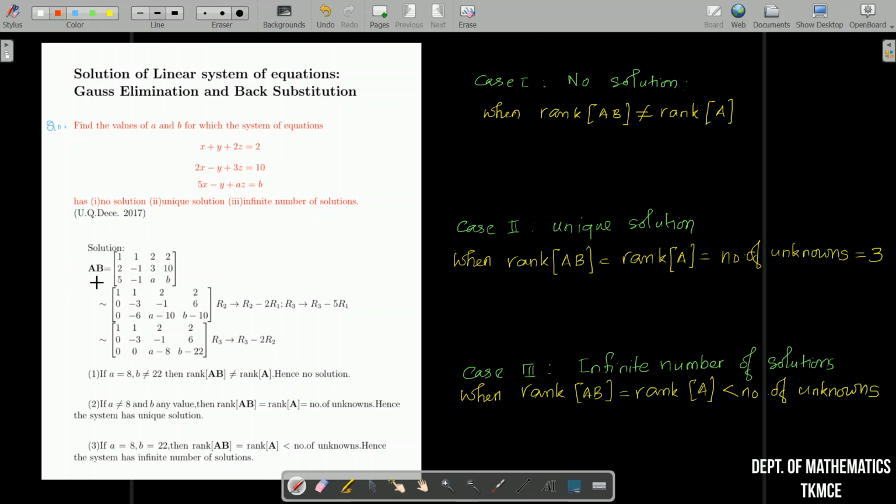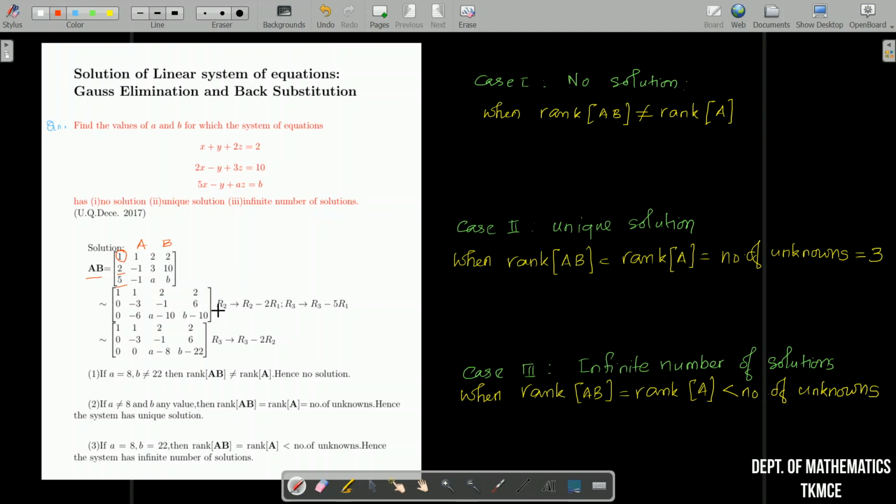As usual, we will start with the augmented matrix AB obtained by using the coefficient matrix augmented with the right hand side column matrix. The task is to reduce this augmented matrix to the echelon form. For that, we first consider the first pivot element 1 and we have to make all the entries below that pivot equal to zeros by using the row transformation R2 to R2 minus 2R1, which will make this 2 equal to 0. Then R3 to be transformed to R3 minus 5R1, which can make this 5 equal to 0. Let us consider the first row transformation R2 minus 2R1.